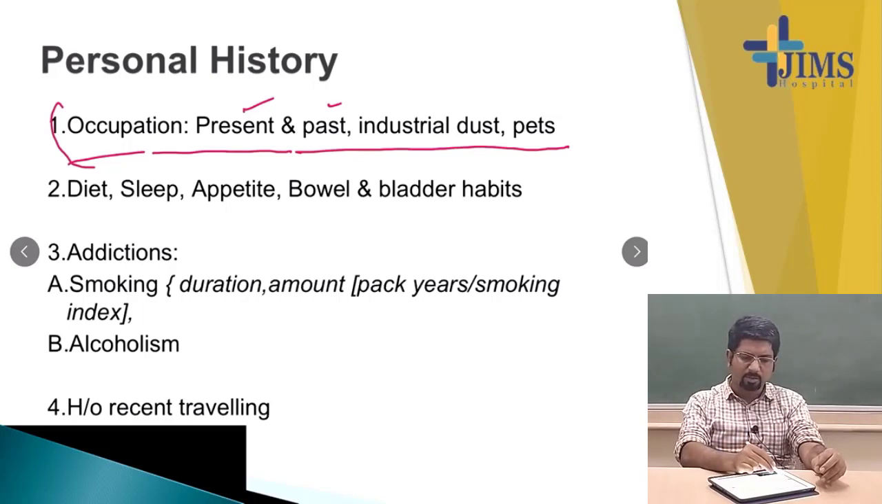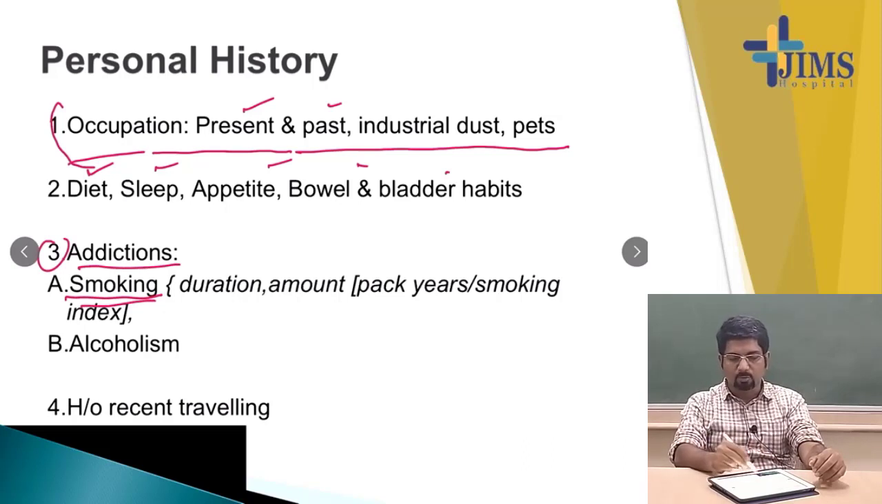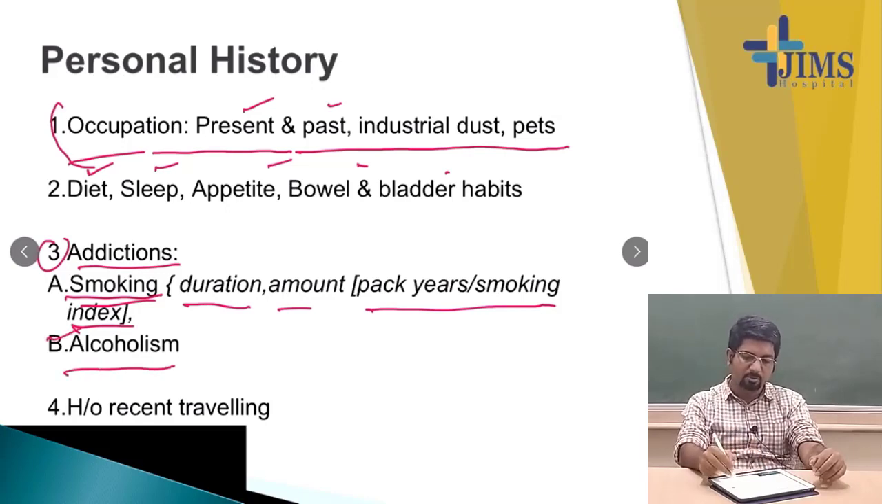And at the same time, we have to know about the diet, sleep, appetite, bladder and bowel habits. You already know these, and additionally we have to take the addiction history. This is very much important, particularly smoking. In smoking, we have to know the duration and amount, and express it in the form of pack years or smoking index. Another is alcoholism, and these things are very much associated with malignancy and also tuberculosis.